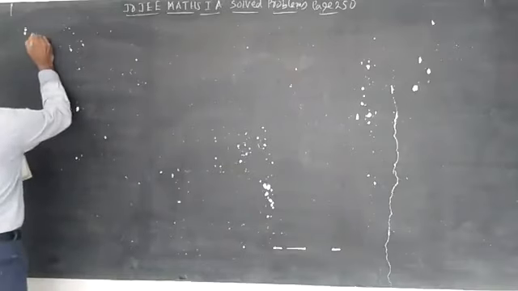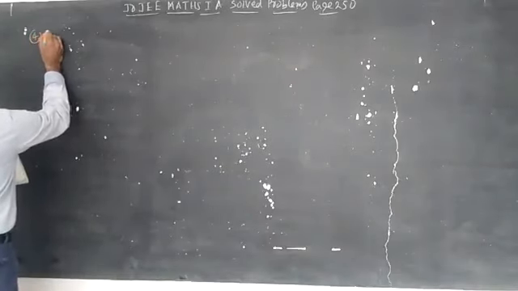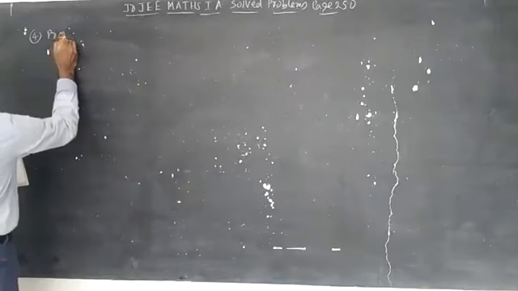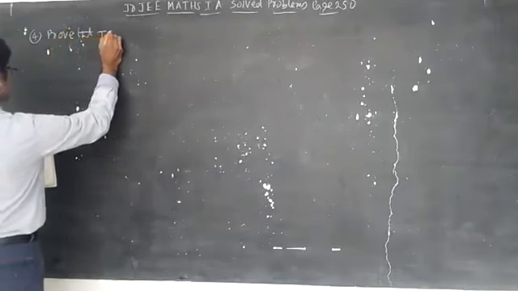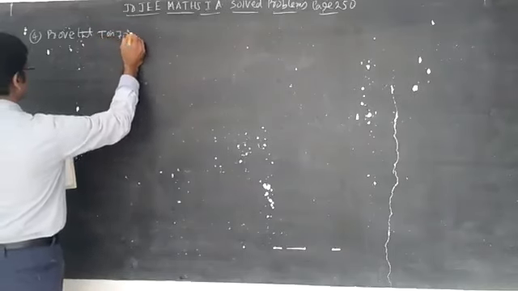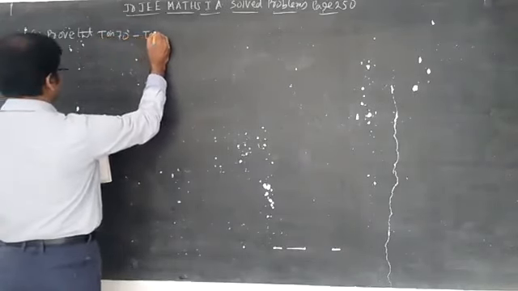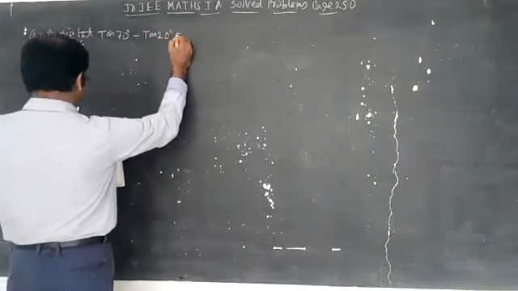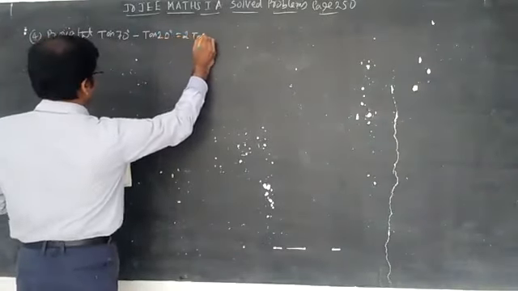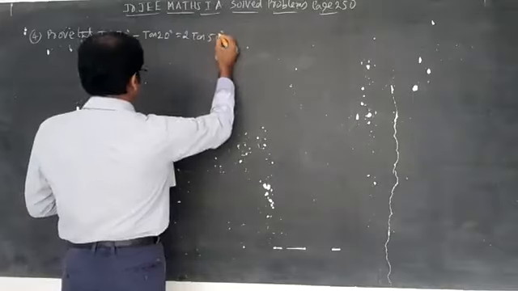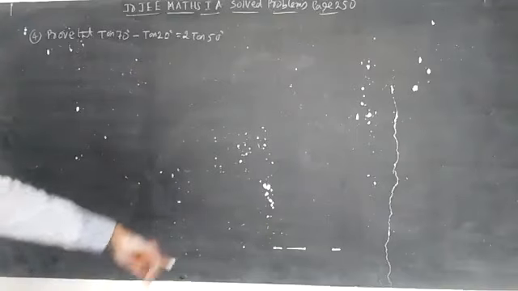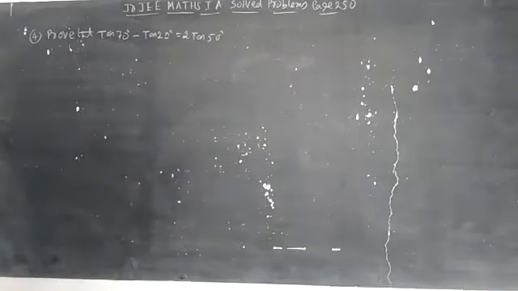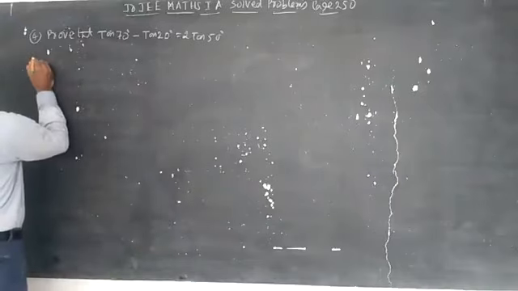Fourth question, prove that tan 70 degrees minus tan 20 degrees is equal to 2 tan 50 degrees. Then it is also an important question, in option 2 also it is a most important question. Tan 70 degrees minus tan 20 is equal to 2 tan 50.